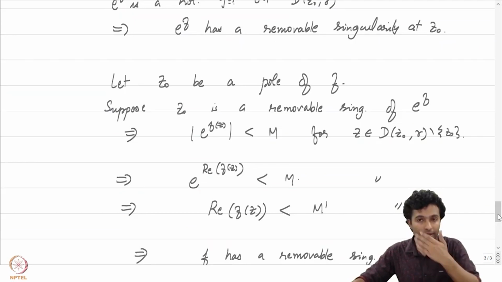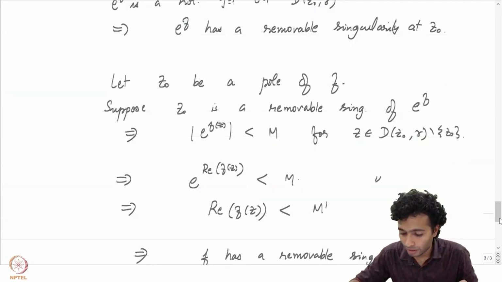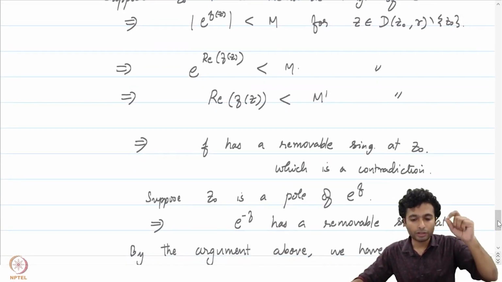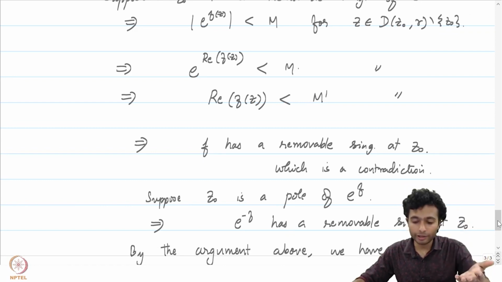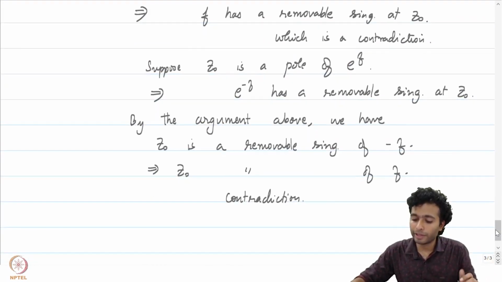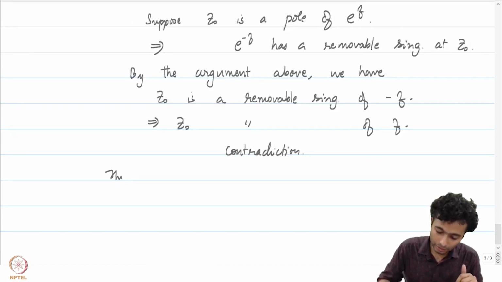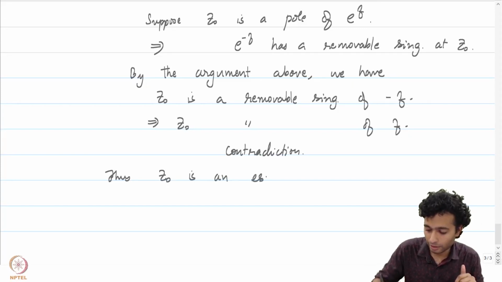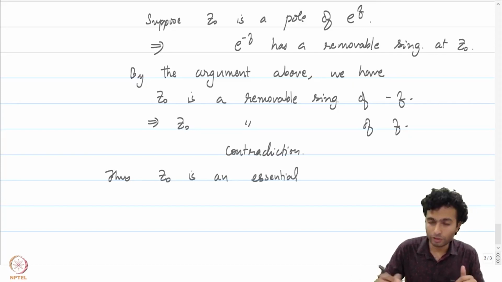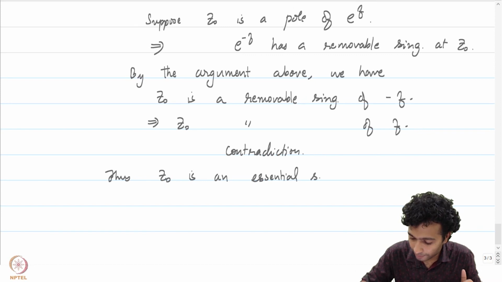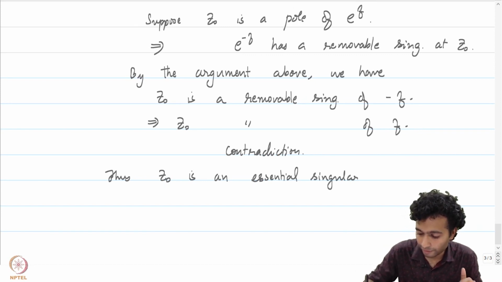So hence, if z0 happens to be a pole of f, then both the cases of z0 being a removable singularity of e to the power f or z0 being a pole of e to the power f are ruled out. And thus, z0 is an essential singularity. There are only three possibilities for an isolated singularity, and that's precisely what we have.